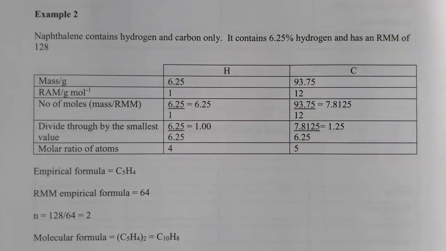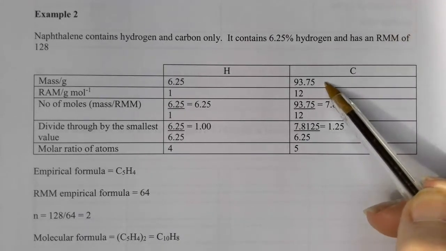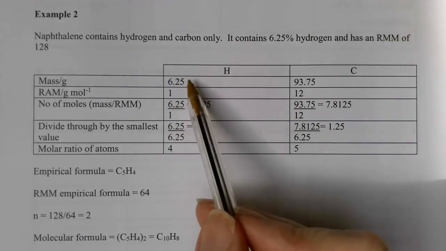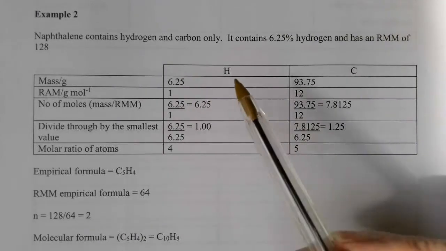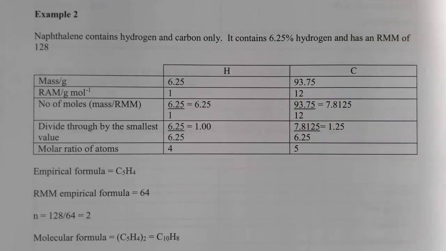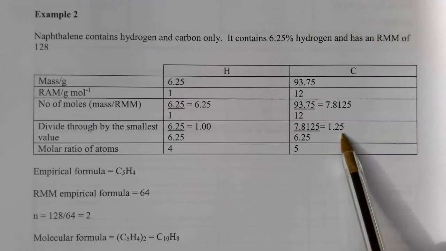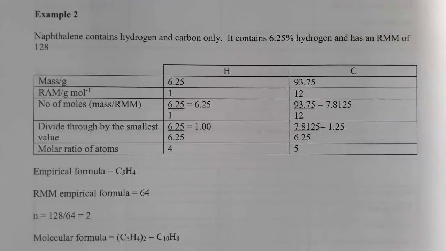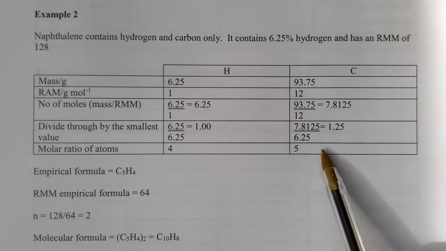Well, if it only contains hydrogen and carbon, that must mean I've got 93.75% carbon. Now, as this is percentage by mass, I can say that 6.25% is the same as 6.25 grams. Again, I divide through by the RAM, and again divide through by the smallest, and I get a 1 to 1.25. Now, I can't round this number because I want the simplest whole number ratio. So I have to times this by a number to get a whole number.